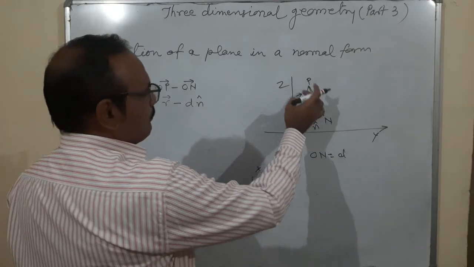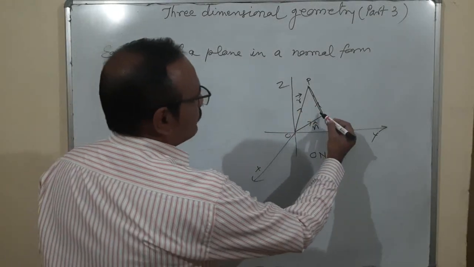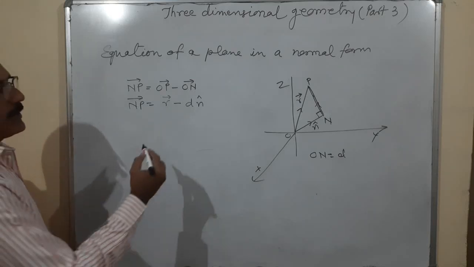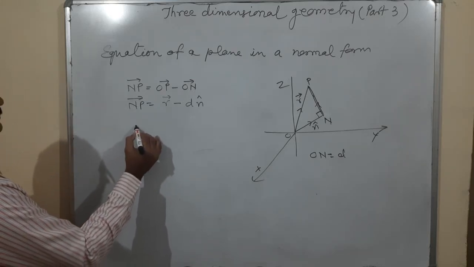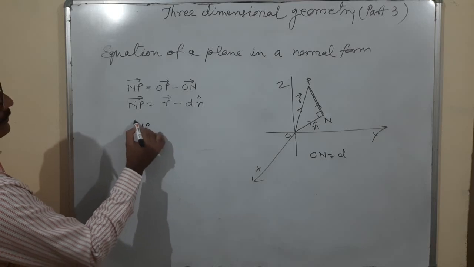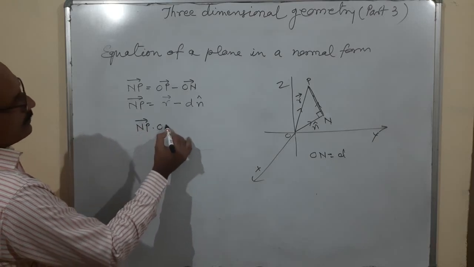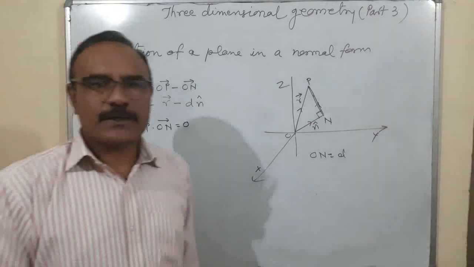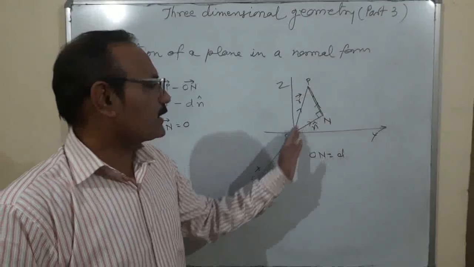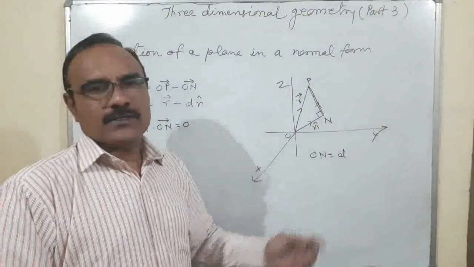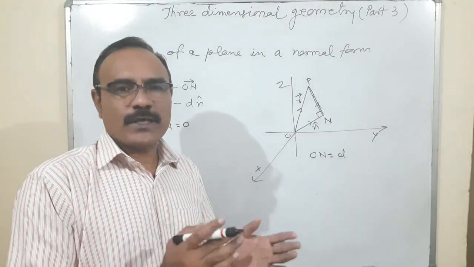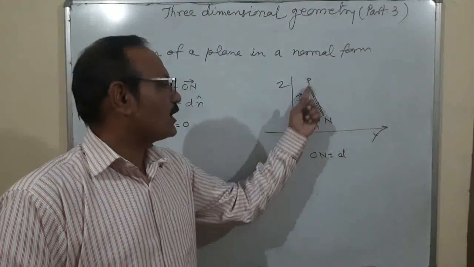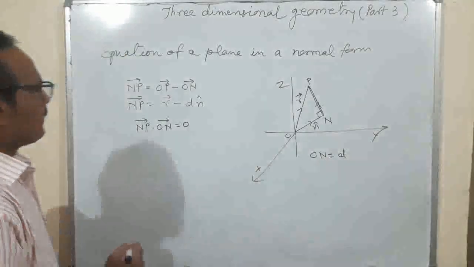And this PN and that ON, the angle is actually 90 degrees. So it is perpendicular. What does it mean? So may I write here NP dot ON is equal to 0. Why is it? Because you know that the dot product of two vectors A dot B is equal to AB cos theta, and cos 90 is 0. So that means ON dot PN is equal to 0.